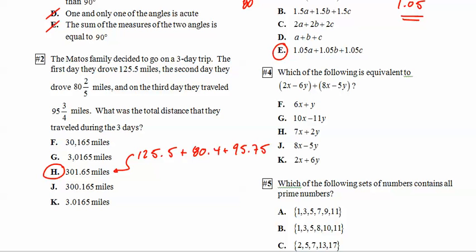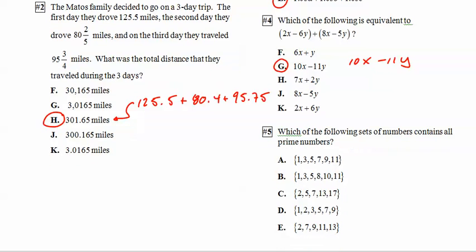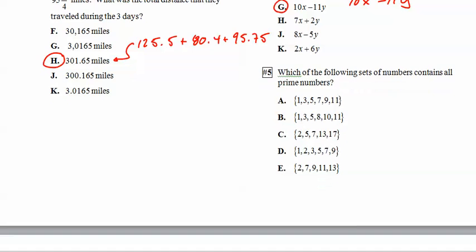Which of the following was equivalent? Usually they stick a negative in here just so you're paying attention. None, so it's a pretty straightforward problem. 10x minus 11y. This is a problem you want to get done quickly. And quick check. Yeah, that's right. Done. Which of the following sets contains all prime numbers? Look for non-prime numbers. 8, 9, 9, 9. C.